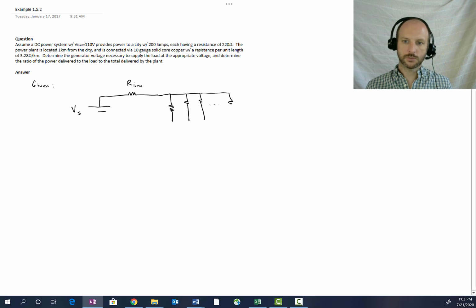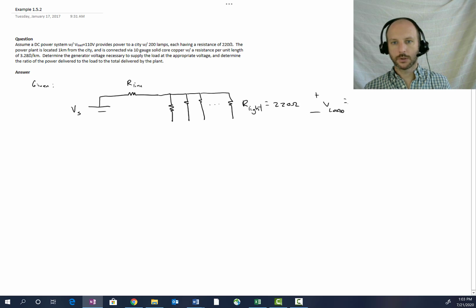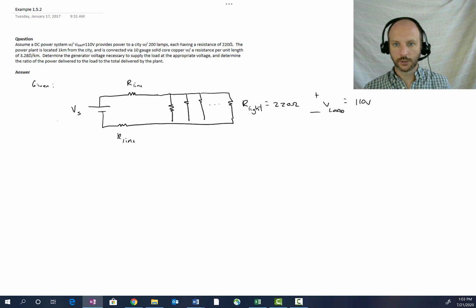It's a power distribution system, so they're all connected in parallel. There's 200 of those, and individually they have a resistance of 220 ohms each. The voltage across any individual lamp by design needs to be 110 volts for them to operate, so that's the load voltage. It's a DC load voltage in this system. And then we need to supply a return line for the current, and so there's another copper wire that's also another 1 kilometer 10 gauge solid core line. So that's our circuit model.